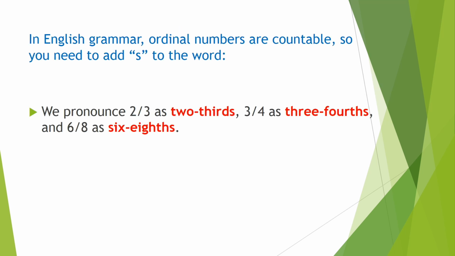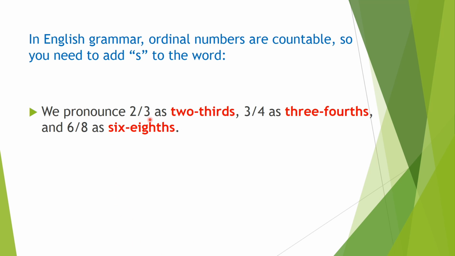Moving ahead. In English grammar, ordinal numbers are countable, so you need to add s to the word. Now, the moment the numerator becomes 2, 3, 4, 5 and so on, then your ordinal numbers will become plural. How? Let's see this example.